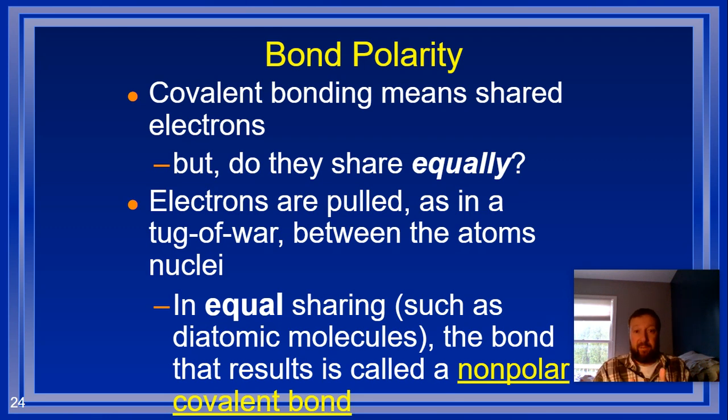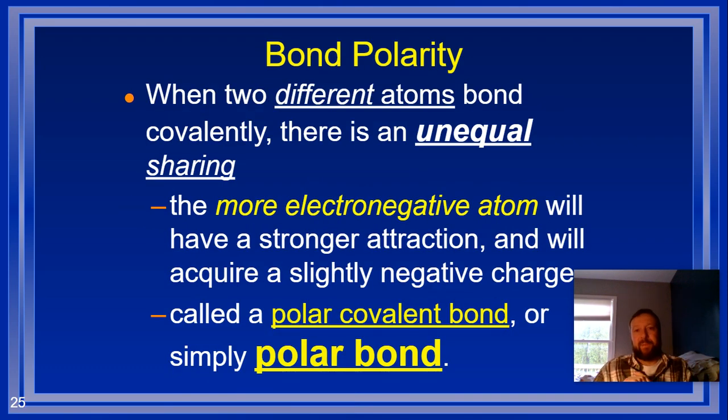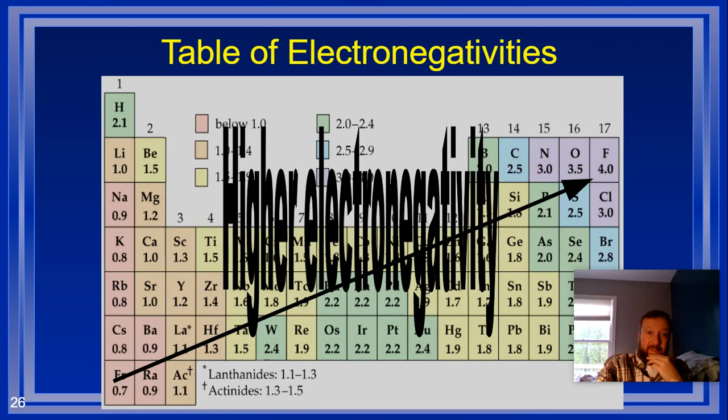If it is equal sharing, then we call that nonpolar. That means it doesn't have polarity. Polarity means poles, positive and negative sides, which is then going to allow other molecules to stick to it. So you get nonpolar if they're sharing equally. If it's unequal sharing, it's called a polar bond. And which one is going to receive the electron more? It's going to be the one that has the more electronegative value. Because it's getting the electron more, a portion of the molecule is going to be more negative, and then there's going to be a portion that's more positive.